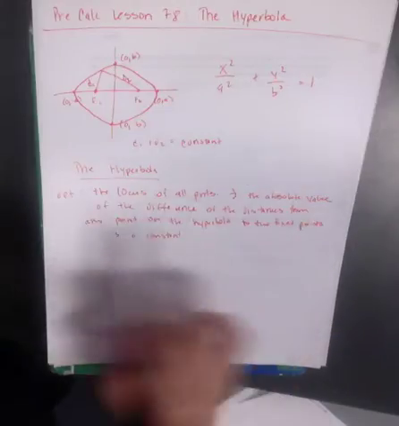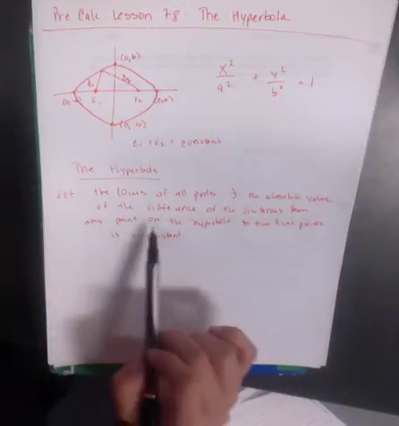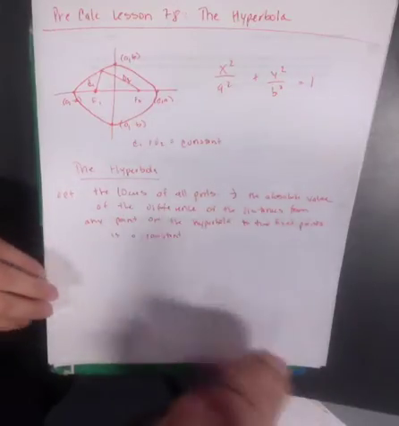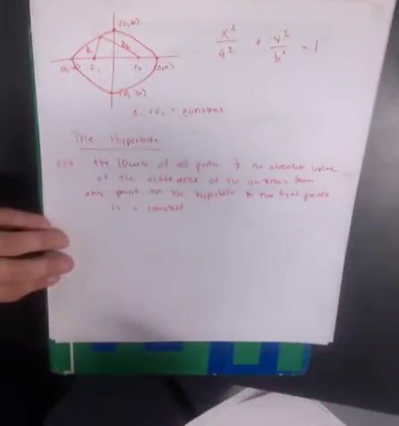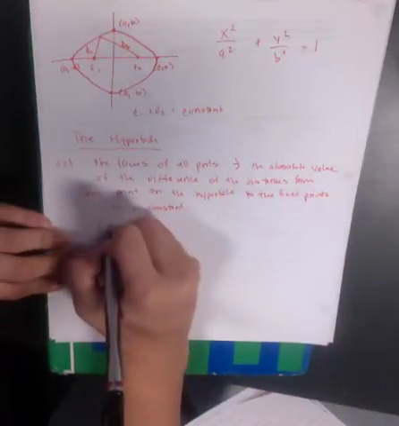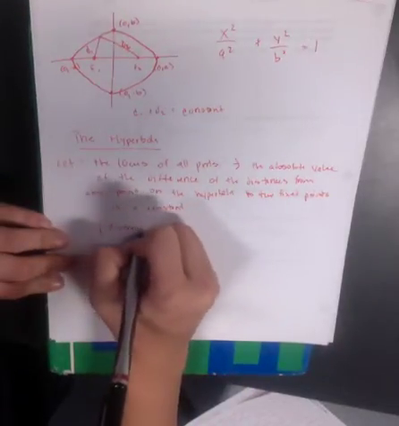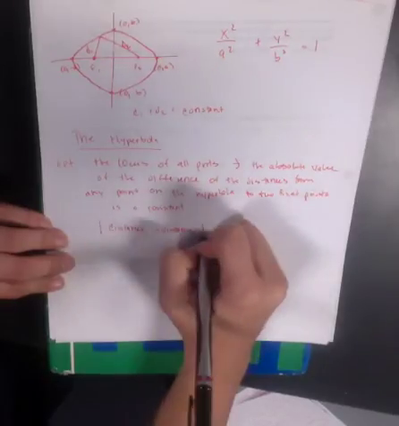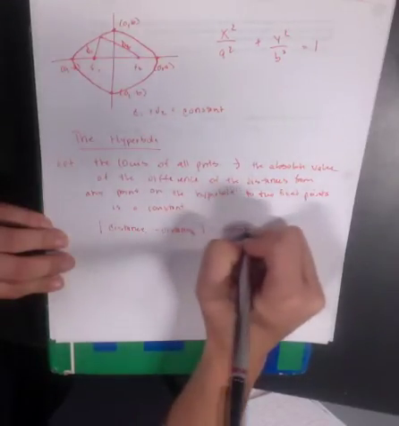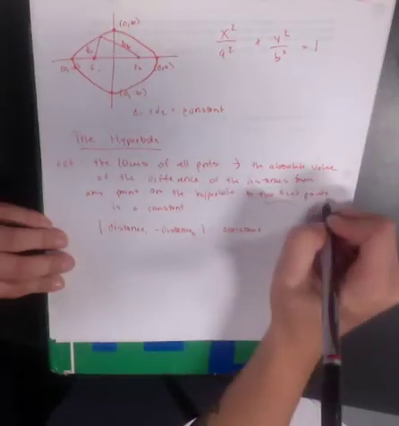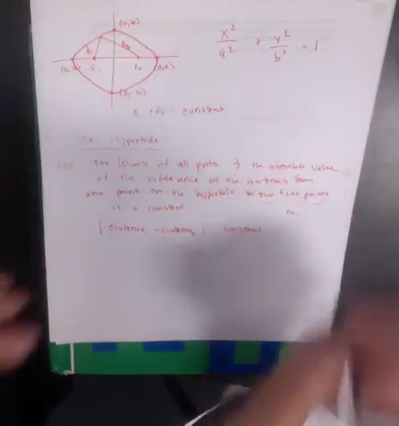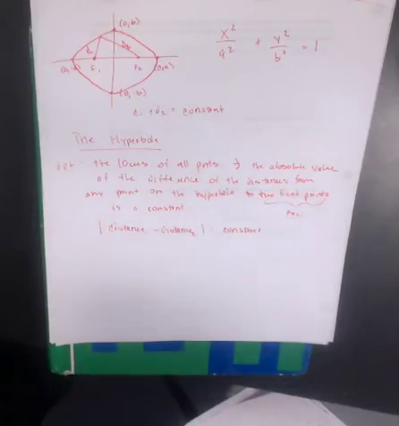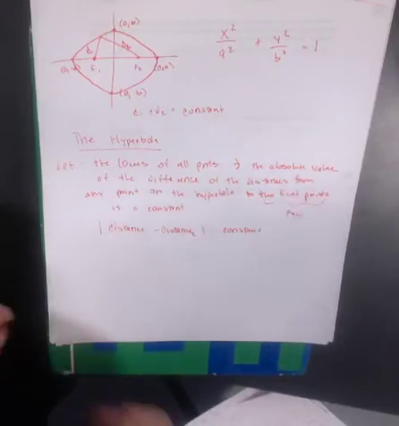The locus of all points such that the absolute value of the difference of the distances from any point on the hyperbola to two fixed points is a constant, meaning the absolute value of distance 1 minus distance 2 is a constant. And these two fixed points are still our foci. Okay. Now, the hyperbola has two curves.